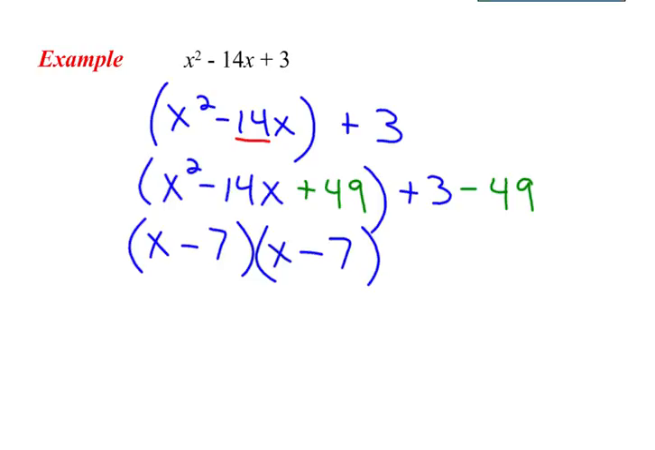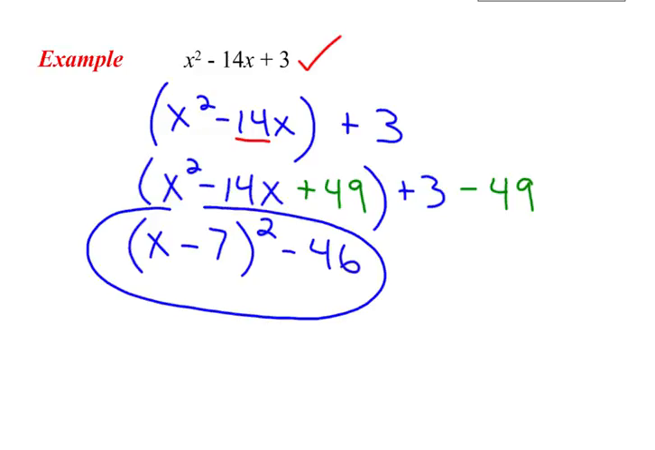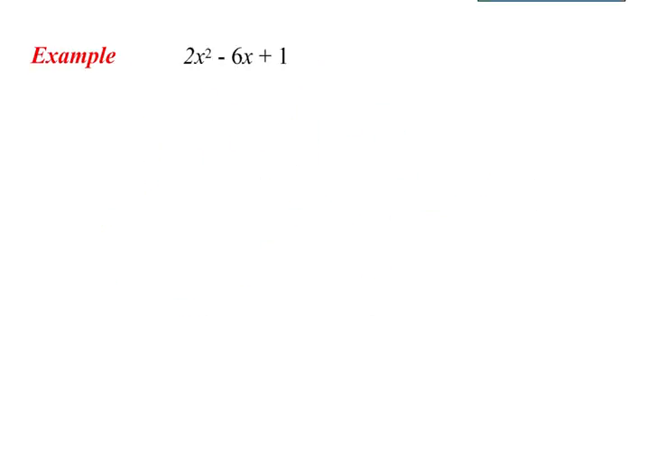Now we know that x minus 7 times x minus 7 is the same thing as x minus 7 squared. So let's write it like that. And don't forget, we're going to have the plus 3 minus 49 on the end. So let's combine those because they're both constants. Plus 3 minus 49 is negative 46. We've now successfully changed our quadratic expression from the general form to the vertex form, where the coordinates of the vertex, (h, k), would be (7, negative 46).